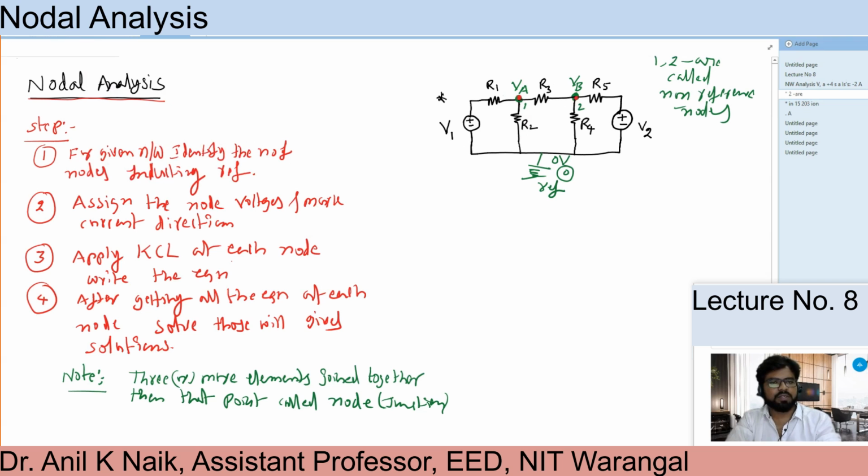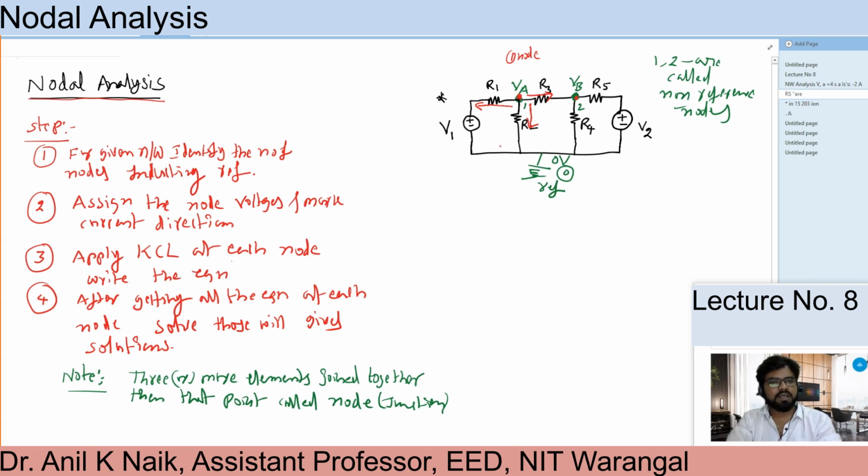From these points, you need to mark the current direction. That is according to your wish. What I'm assuming is this current direction in this and this, and my current direction is also assumed in this way. It means that my current is going away from this node. So this is my current direction with respect to the first node.